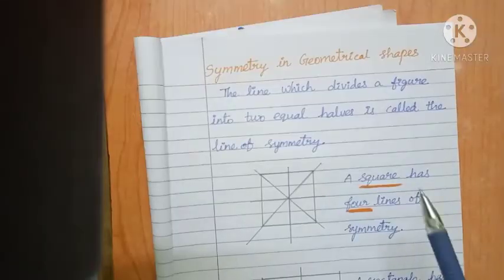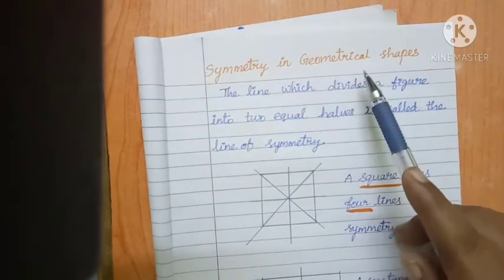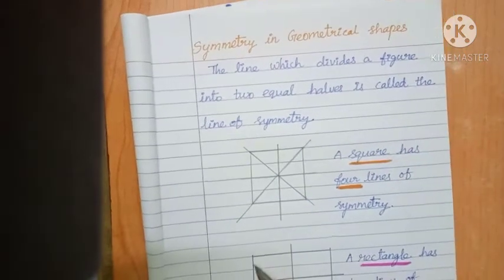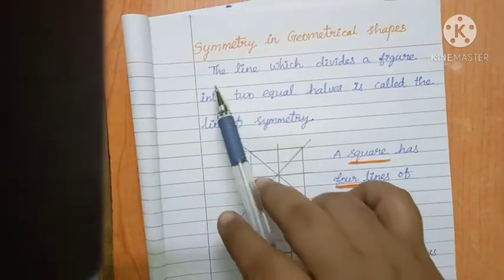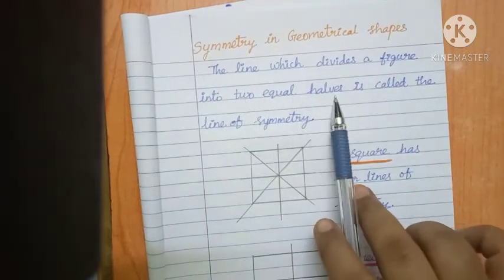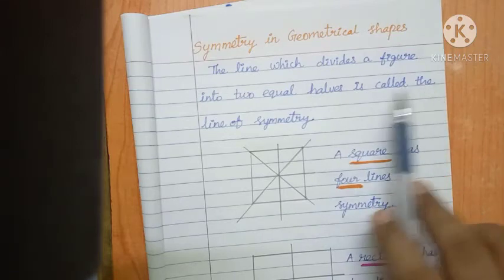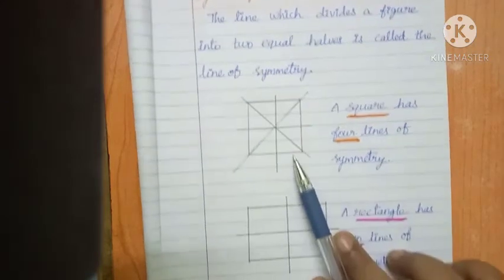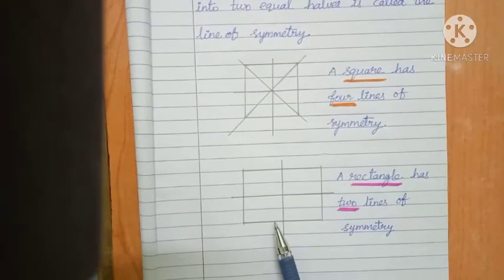Okay children. The next topic, symmetry in geometrical shapes. You write this in your classwork. The line which divides a figure into equal halves is called the line of symmetry. Here draw the square shape. This square shape has 4 lines of symmetry. Then the rectangle. A rectangle has 2 lines of symmetry.